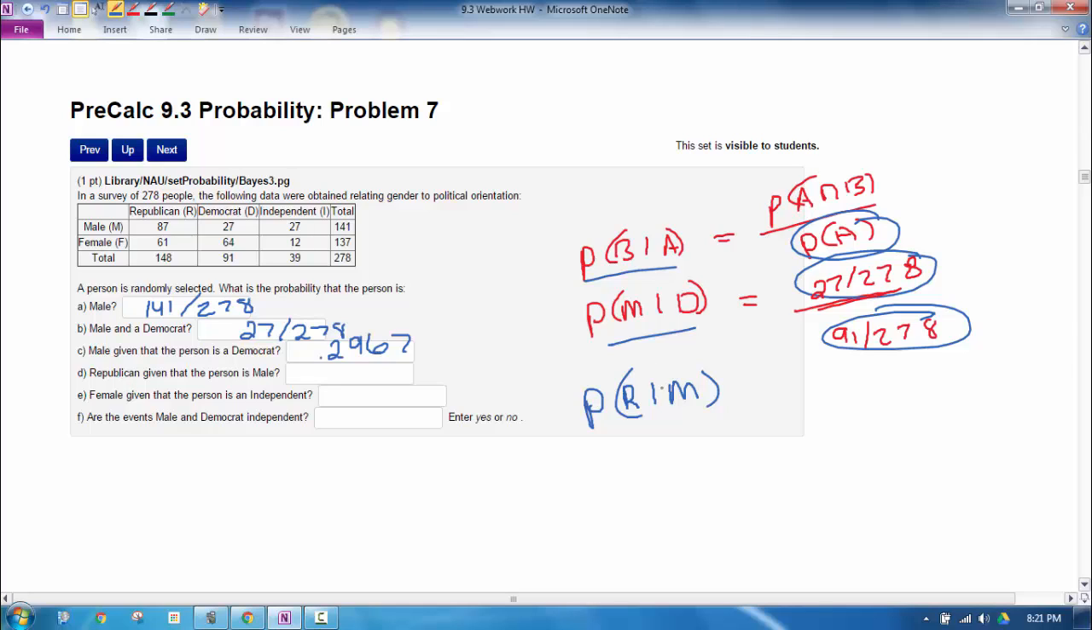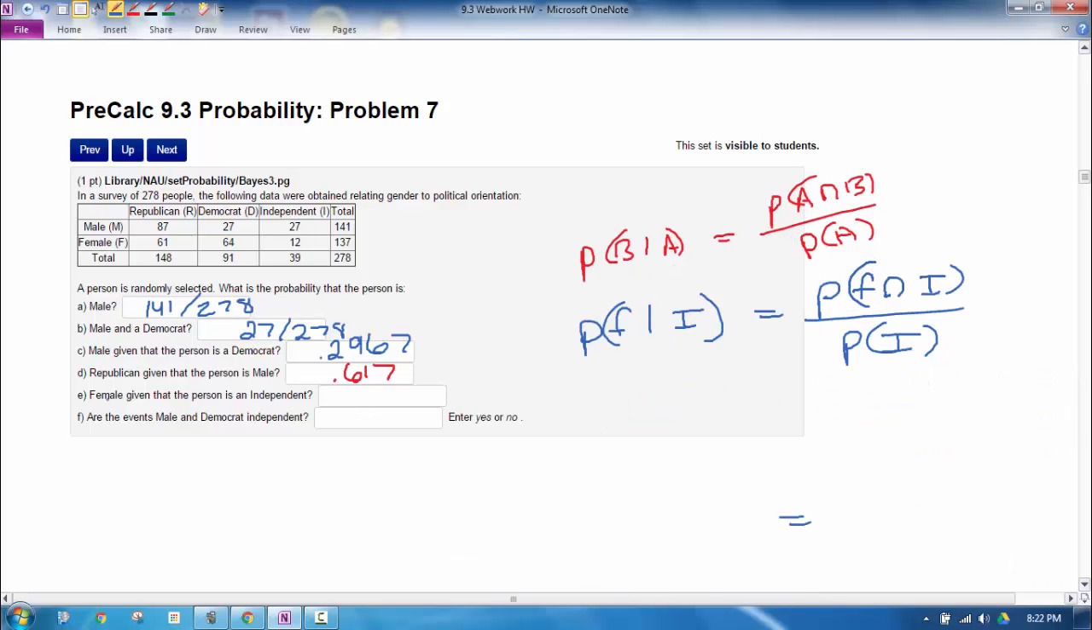So for the next one, find the probability that someone's Republican given that they're male. So I'm going to write Republican given that they're male, and then just fill out this formula. So I need to find the probability that someone is Republican and male divided by the probability that someone is male. So we have the probability that someone is male. That's this number in the bottom would be 141 over 278. So we need to find the probability that someone's Republican and male. So Republican and male is 87 out of the total 278. And if I divide those two numbers, I get 0.617.